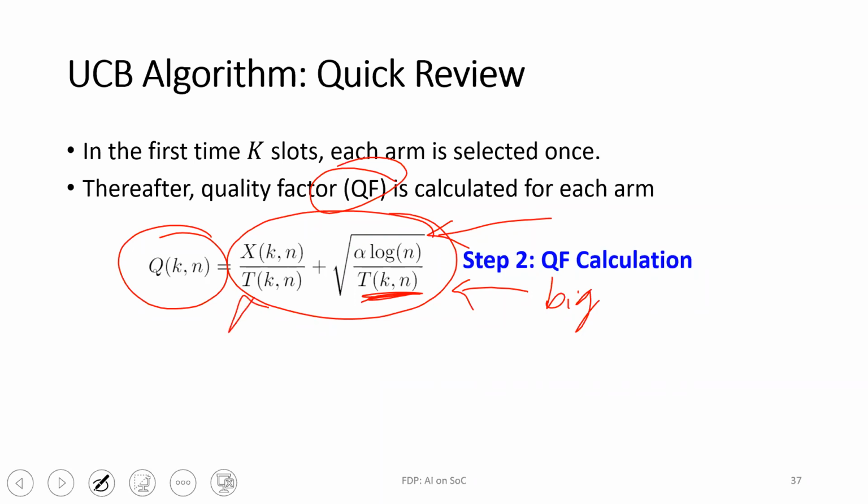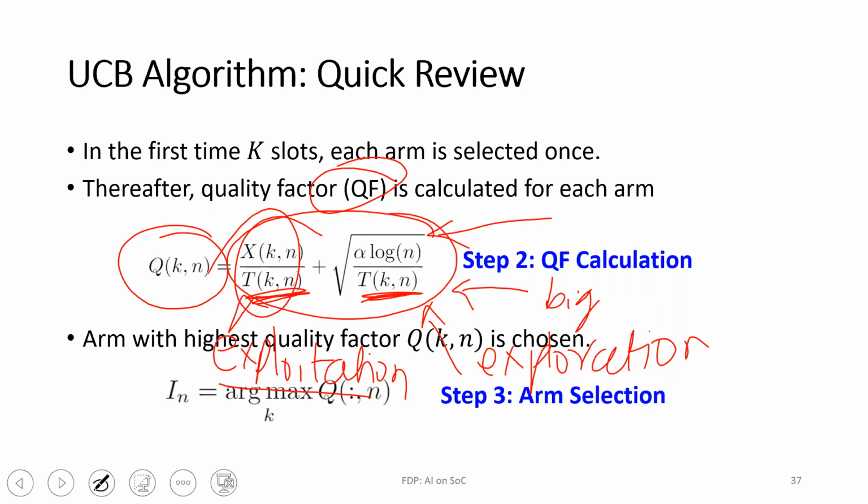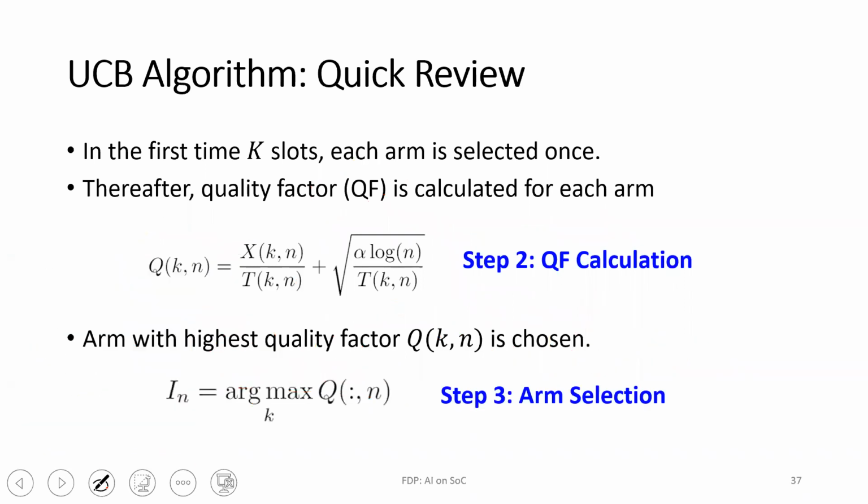So this term is called the exploitation term. What do you mean by the exploitation term? That means you are selecting the arm which has the higher average mean, and this term is called the exploration term. That means you are making sure that you have selected each arm a sufficient number of times so that this is accurate. If you have not selected the arm a sufficient number of times, this part is not accurate. And this is how the UCB optimizes the trade-off. Then once you find out the quality factor for every arm, you select the arm which has the highest quality factor, and you repeat this in every time slot.